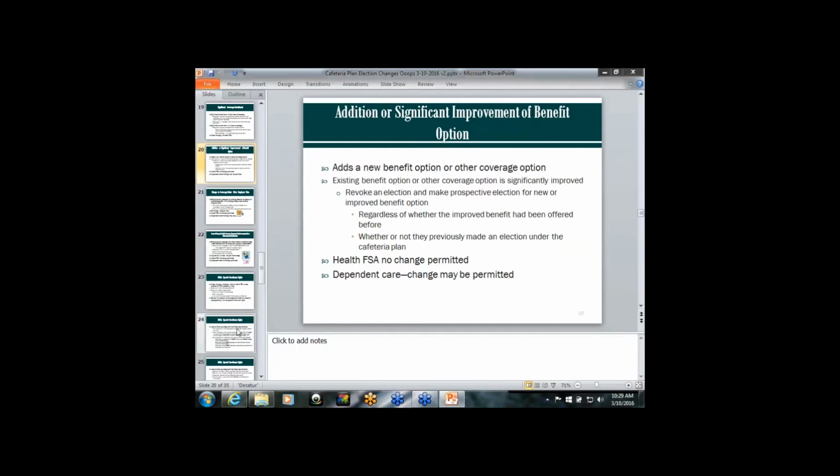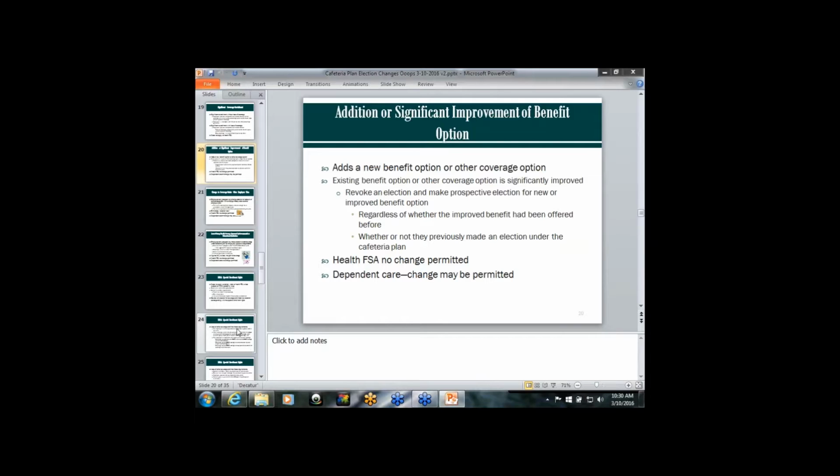And this is regardless of whether you already had that benefit out there. It doesn't have to be actually brand new. It can be something that you've just improved, that you've had all along. And again, this is whether or not they previously made an election. So if someone said, geez, I don't want to be in that because those benefits just aren't good enough, and you improve that benefit, I now have the opportunity to jump into the cafeteria plan.